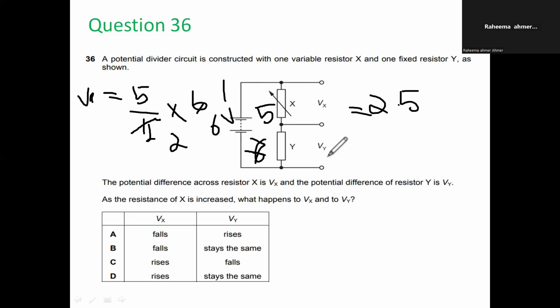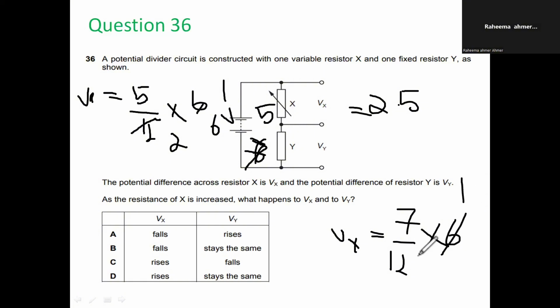Okay, and now let's calculate the value of Vy when the resistance of X is 5 ohm. So you would use the same method. Vy is equal to 7 upon 12 into 6. So this would give you 7 upon 2, which is 3.5, right? So now this is 2, and this would be 3.5.